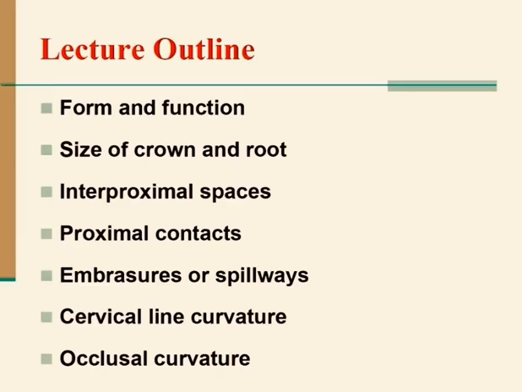At first, you will have to know what the phrase form and function says, what's the relation between evolution of the form to suit the function. We will talk about size of crown and root. We will talk about the spaces between the teeth interproximally, the proximal contacts. We will talk about what we call embrasures, okay, or the spillways. And we will talk about the facial and lingual contours of the teeth also. Then mesial distal. We will talk about the cervical line curvatures and the occlusal curvature.